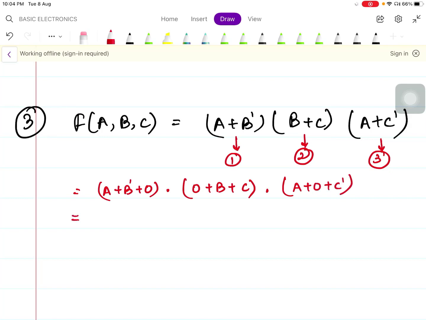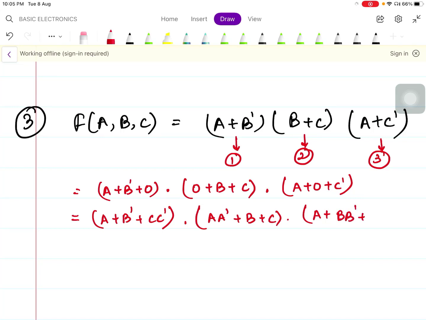Now we can replace 0 by C dot C bar according to the formulas of Boolean algebra. Similarly, we can replace here 0 by A dot A bar. Similarly, we can replace here 0 by B dot B bar. Now, you can use distributive law. You do not have to open the brackets because if you will open the brackets, it will get converted into sum of product. But the question was in the form of product of sum. So you have to keep it in the product of sum form only.